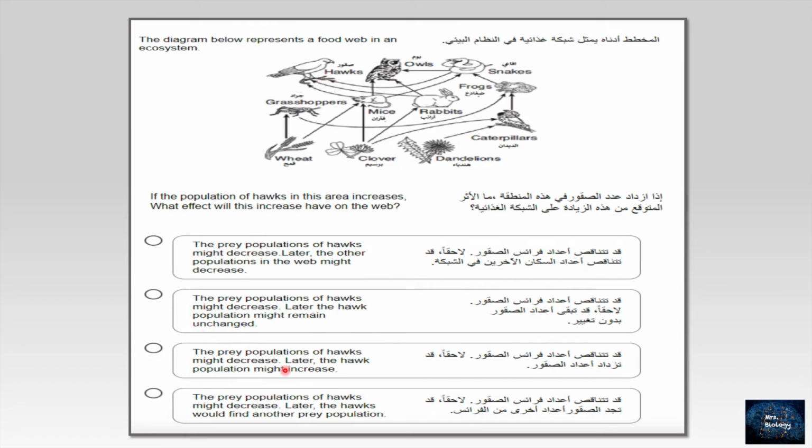Third, the prey populations of hogs might decrease. We agreed on that also. Later, the hog population might increase. Again, this is wrong. It will decrease. Now, the fourth option, the prey populations of hogs might decrease. The same right statement, but later the hogs would find another prey population. Logically, that's right. But in this food web, it's not mentioned, so I cannot consider the statement right. So the right option should be the first one.